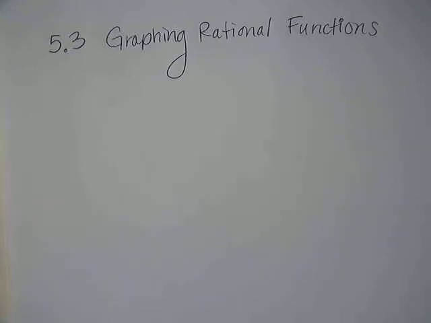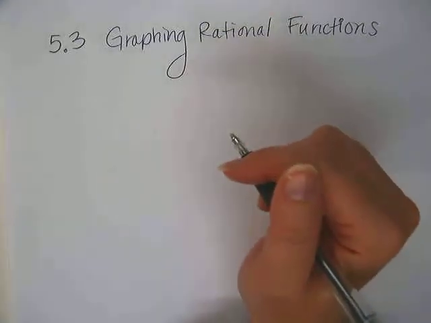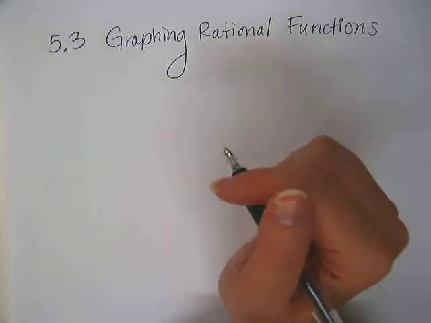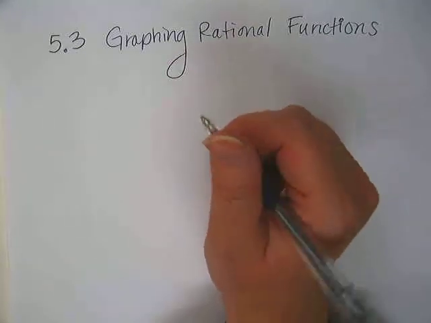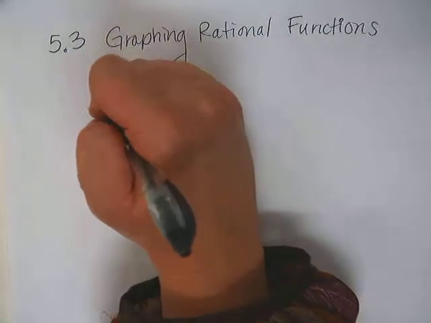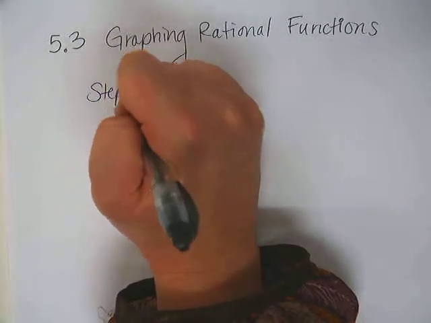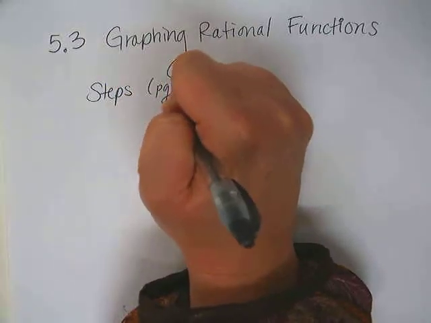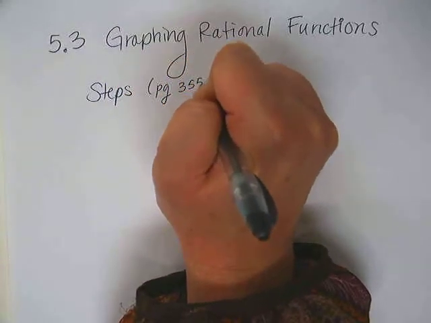Last time, we were graphing rational functions. So what the book is going to ask you to do is 7 steps. If you look at page 355 of your book, that's where the steps are located. However, I am modifying what I actually want you to do a little bit, so I'm going to make my own list of steps, okay? So this is a modified version of what's on page 355.